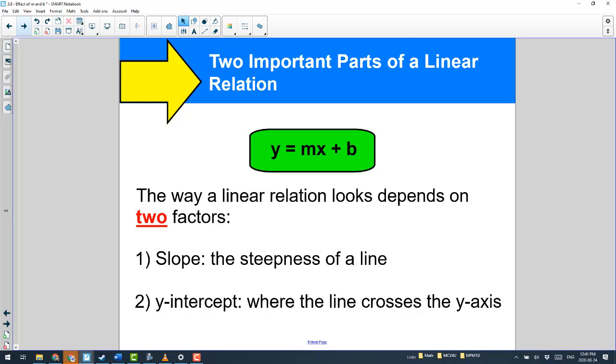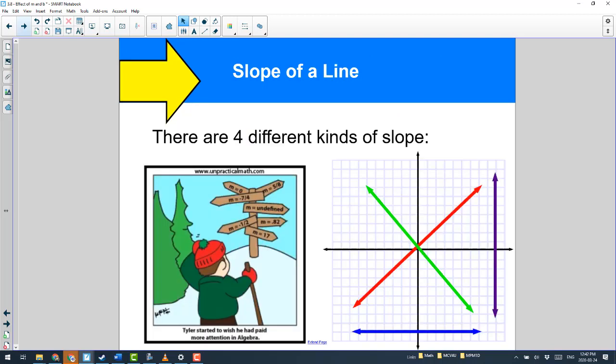So we give this form of the line a special name. This is called the slope-intercept form of the line because we get the slope and the y-intercept directly from our equation. So I really want to dive in and talk about these two parts of our equation in a little bit more depth.